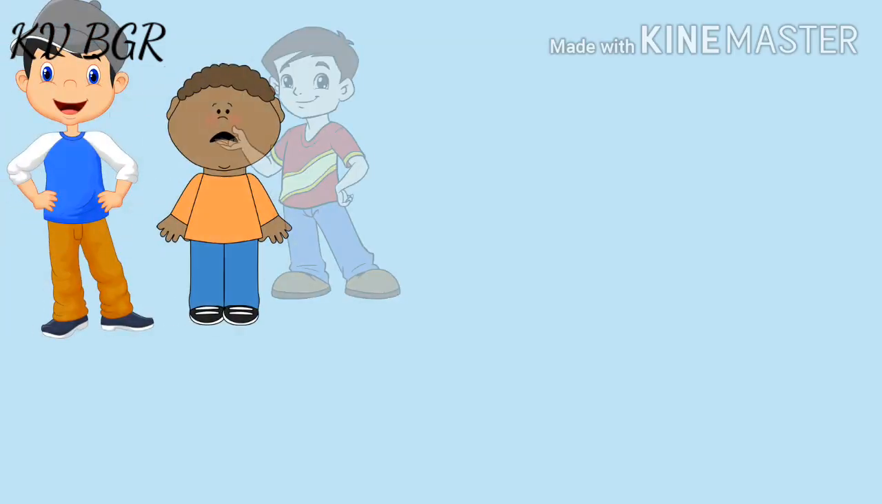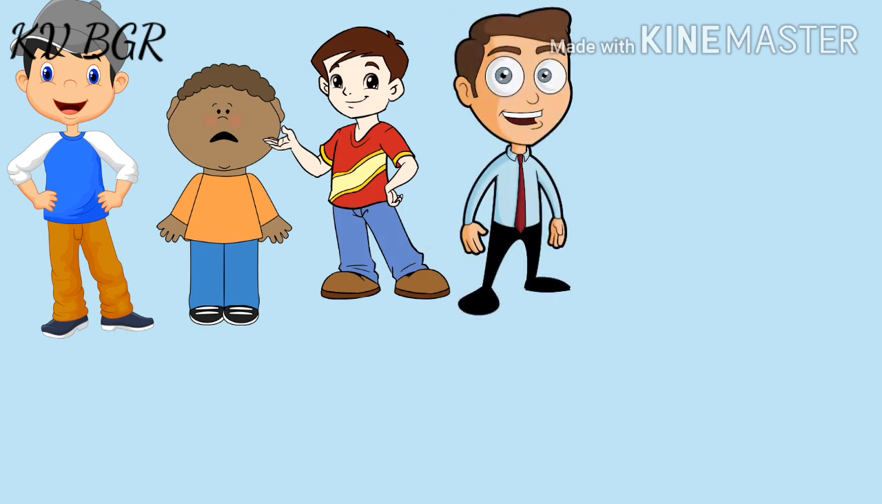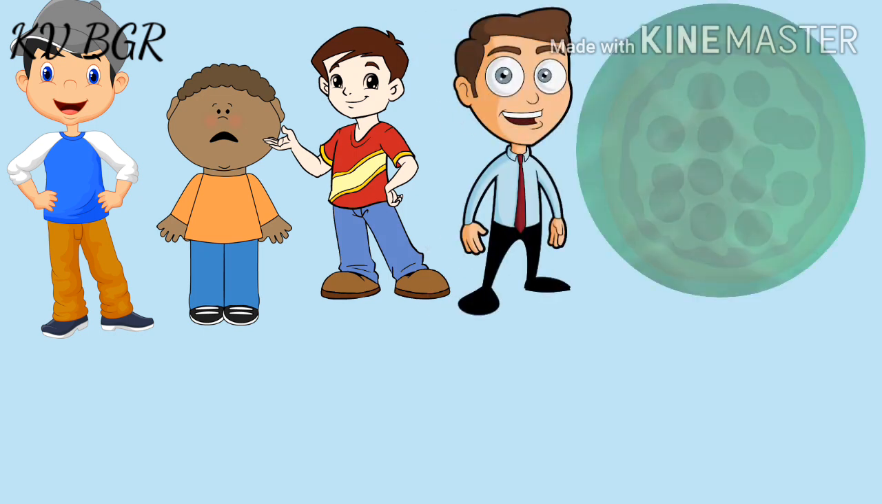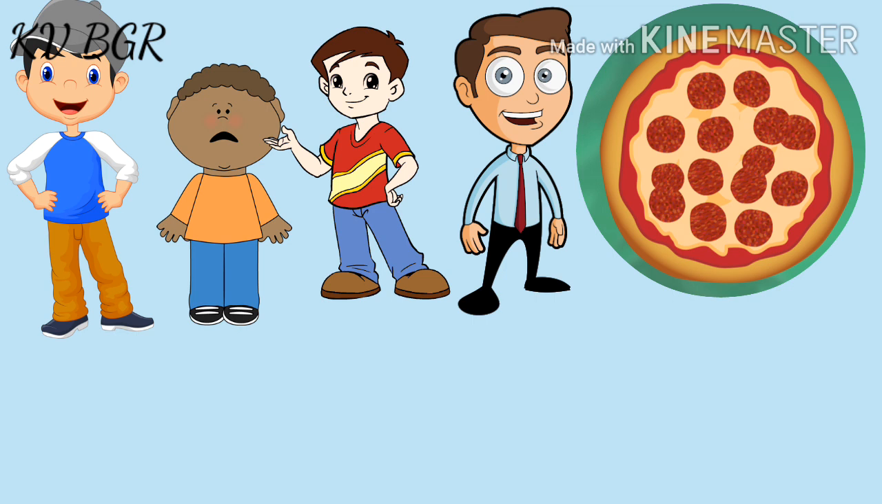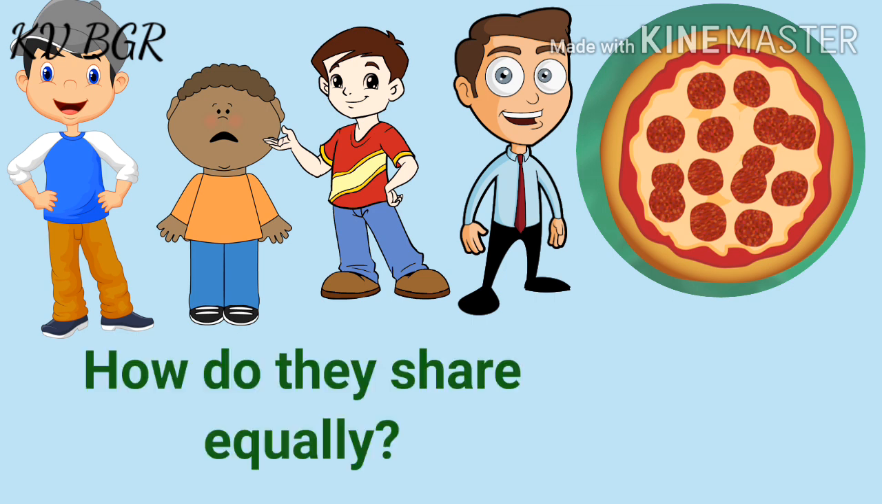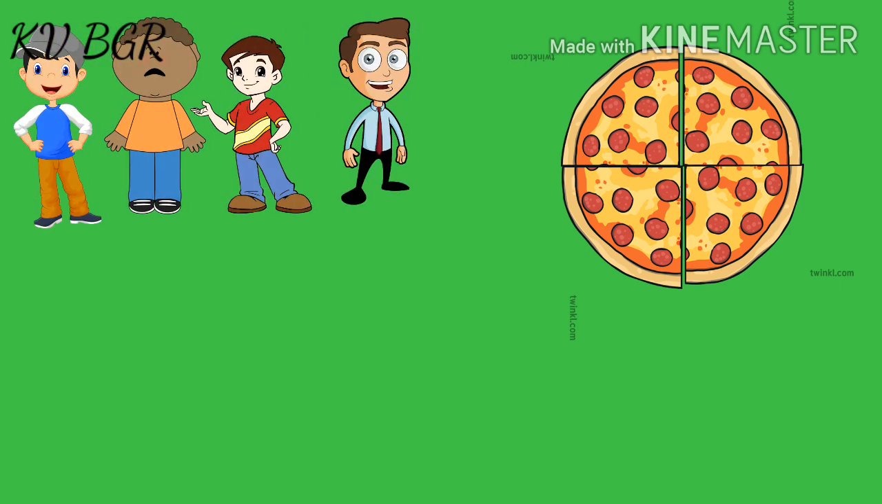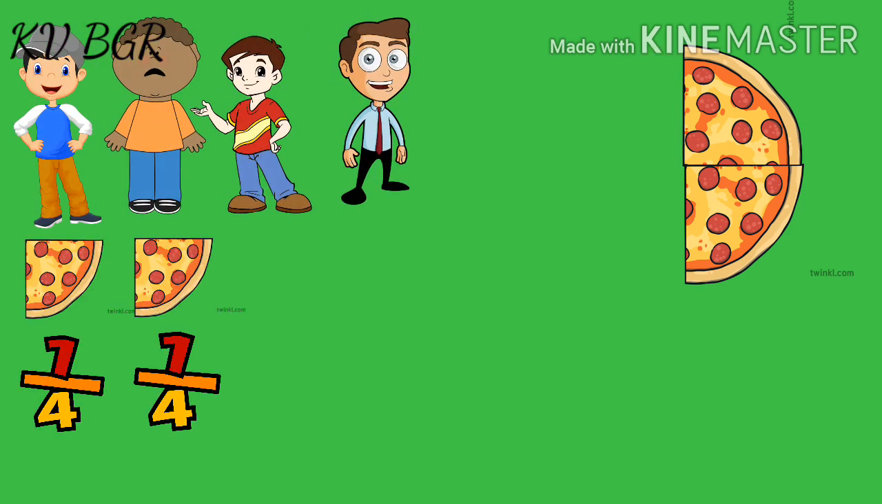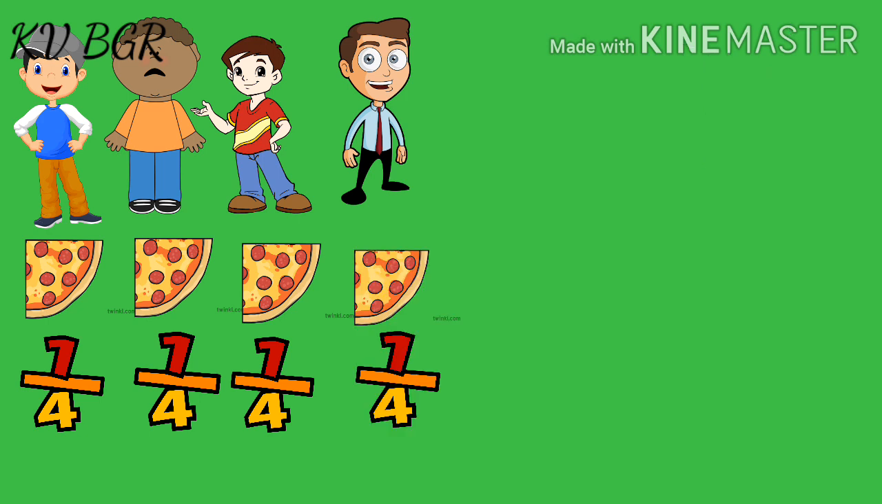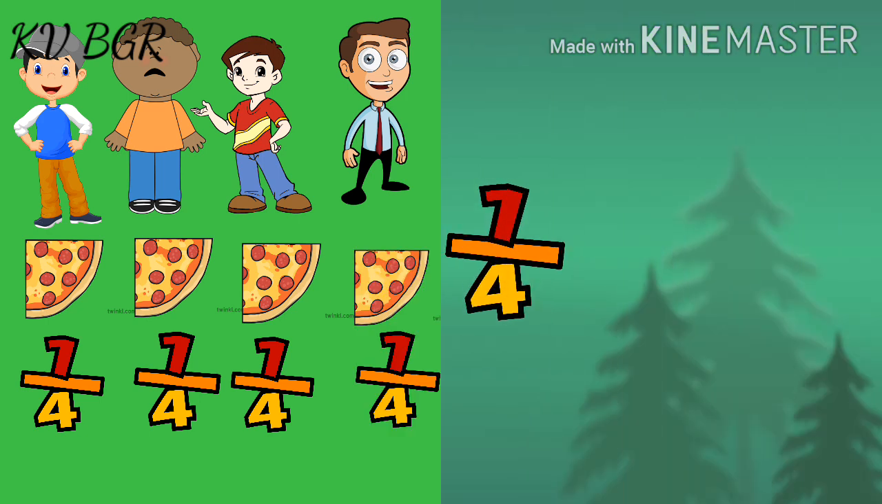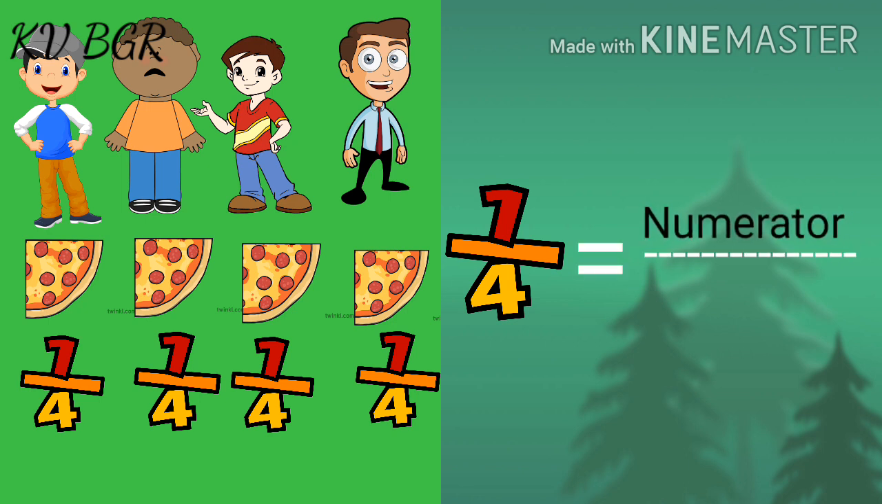Suppose there are 4 friends and they have one whole pizza. Now, how do they share this whole pizza equally among themselves? Yes, we have already discussed this in the previous video. Right, they each will take one part of the whole pizza, that is 1 by 4. In the fraction 1 by 4, the numerator is 1 and the denominator is 4.